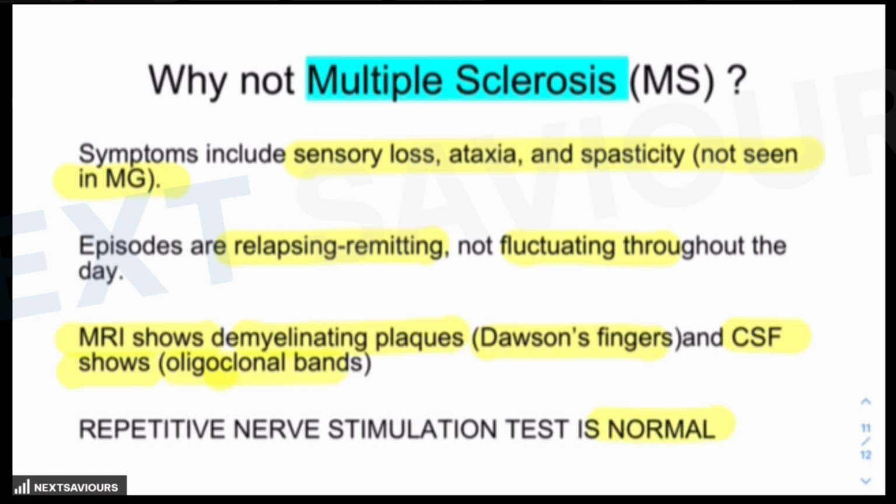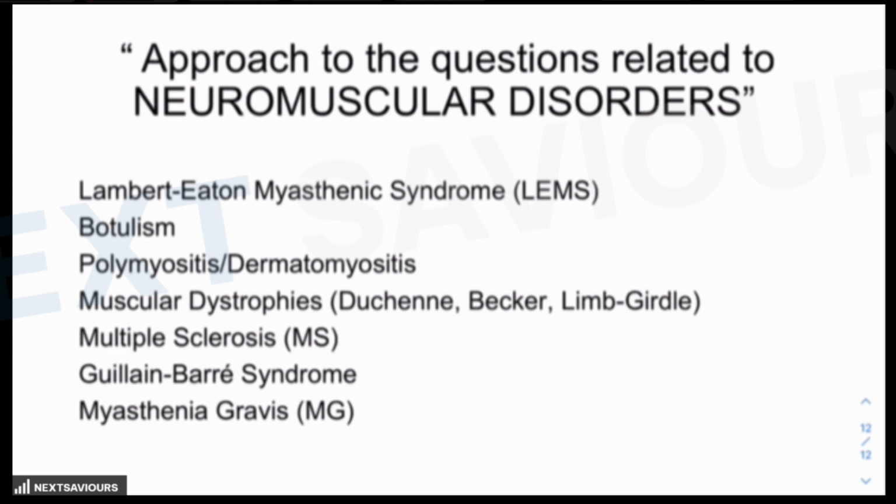So this is the reason why all these three differential diagnoses are not the answer for the prototype question that we have kept. I know what you want at this point is to know about the other neuromuscular disorders. How to identify these neuromuscular disorders? For that, it requires an approach. That approach to the questions related to neuromuscular disorders will be discussed tomorrow.